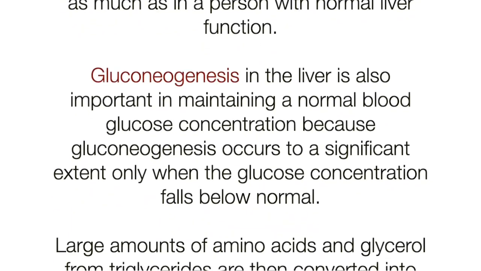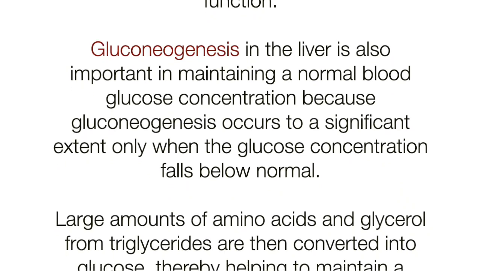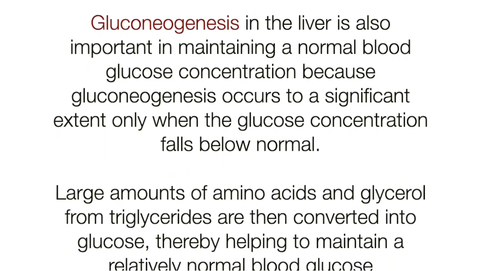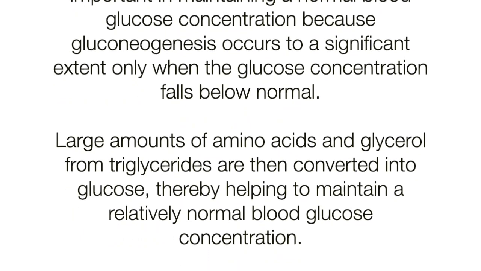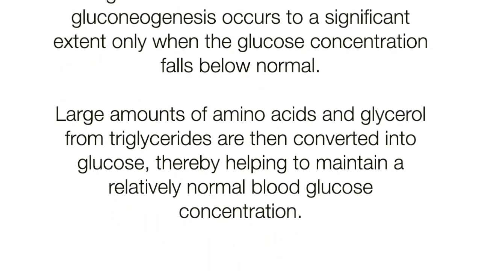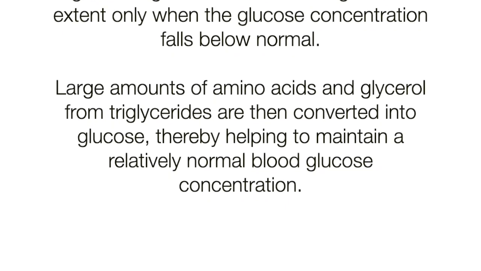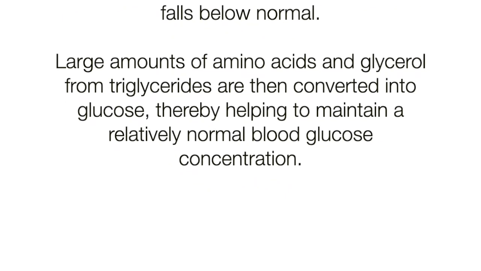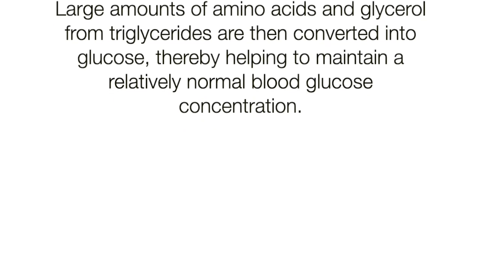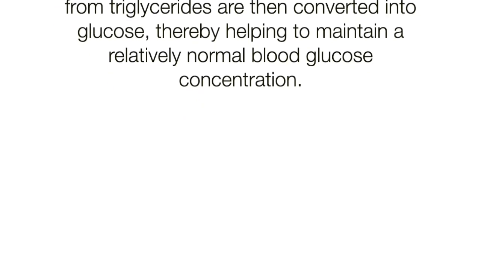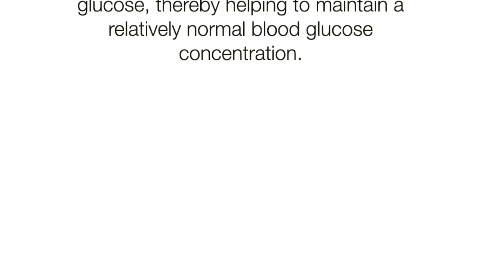Gluconeogenesis in the liver is also important in maintaining a normal blood glucose concentration because gluconeogenesis occurs to a significant extent only when the glucose concentration falls below normal. Large amounts of amino acids and glycerol from triglycerides are then converted into glucose, thereby helping to maintain a relatively normal blood glucose concentration.